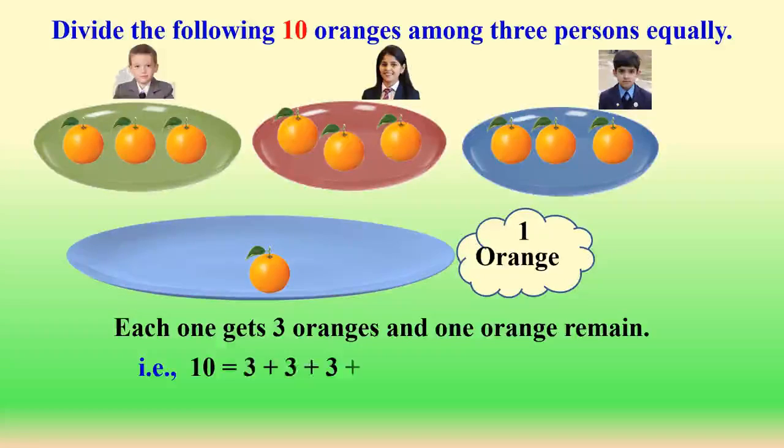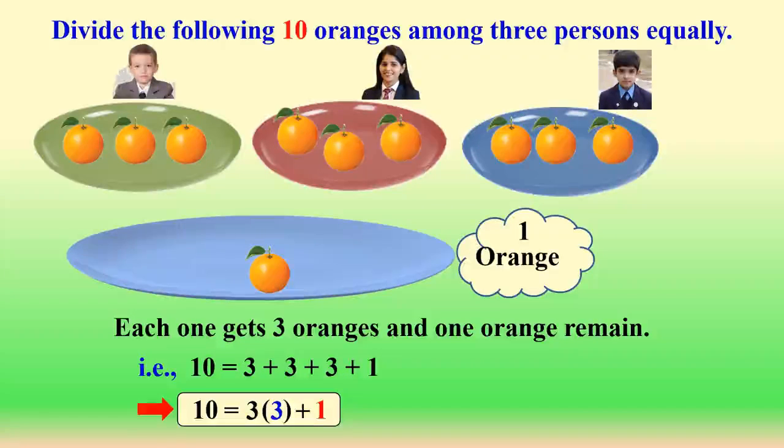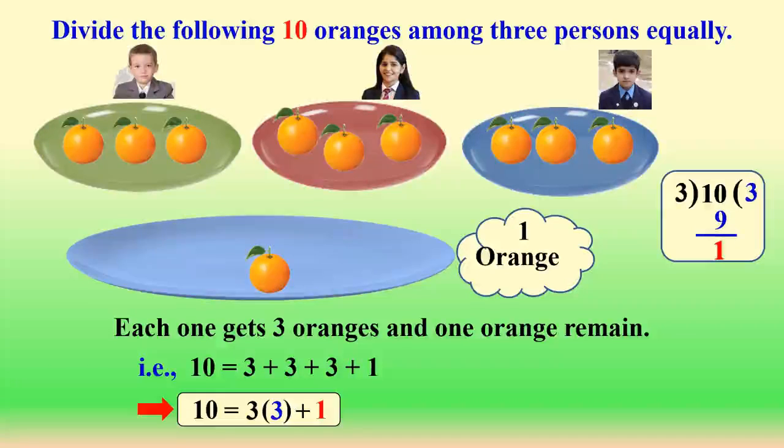That is 10 is equal to 3 plus 3 plus 3 plus 1. Therefore, 10 is equal to 3 times 3 plus 1. General division of 10 by 3. 3 threes are 9. 10 minus 9 is 1. This can also be written as 10 is equal to 3 times 3 plus 1. In both cases, 10 is equal to 3 times 3 plus 1, where 1 is the remainder.